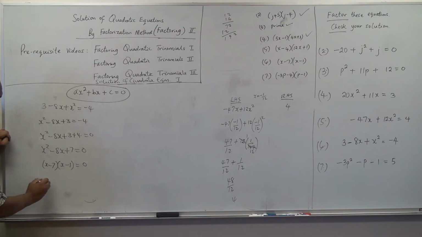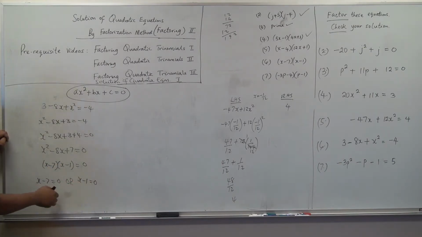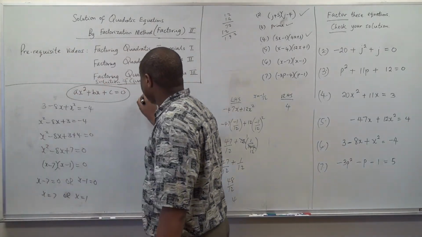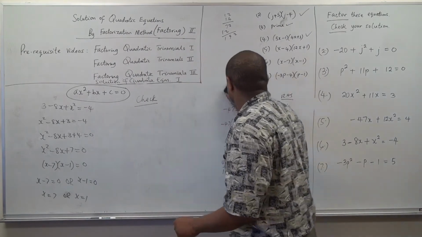So our x minus 7 is 0. You apply the zero product property. So x minus 7 is 0, or x minus 1 is 0. So x will be equal to 7, or x is equal to 1. Okay, next thing is to check it.